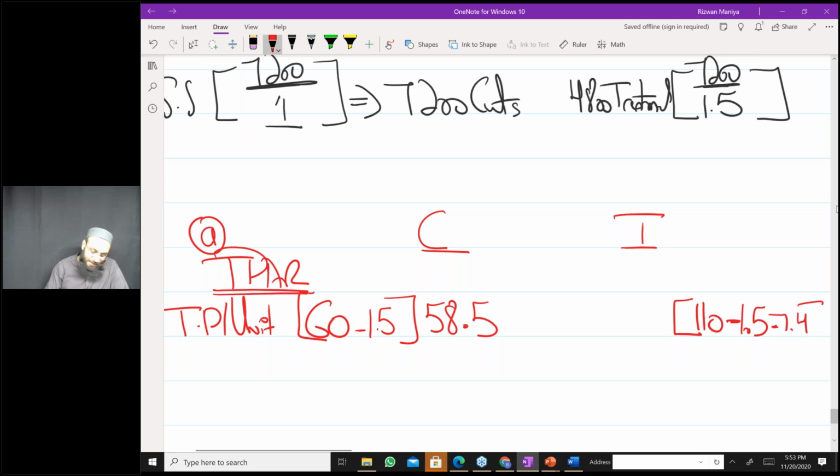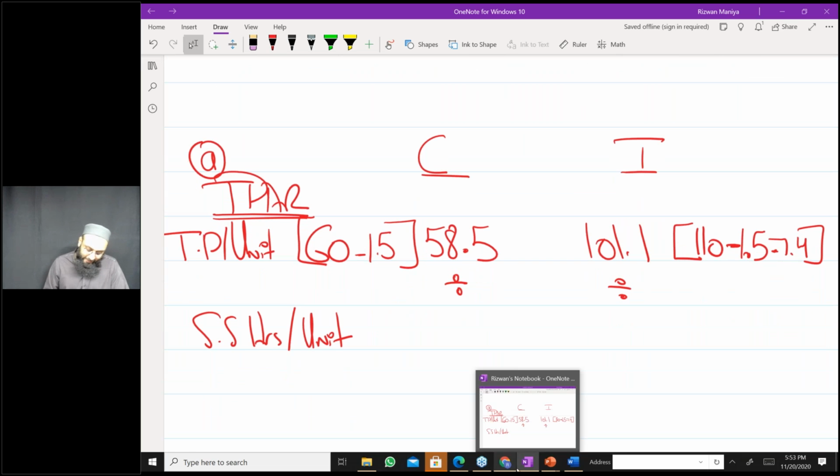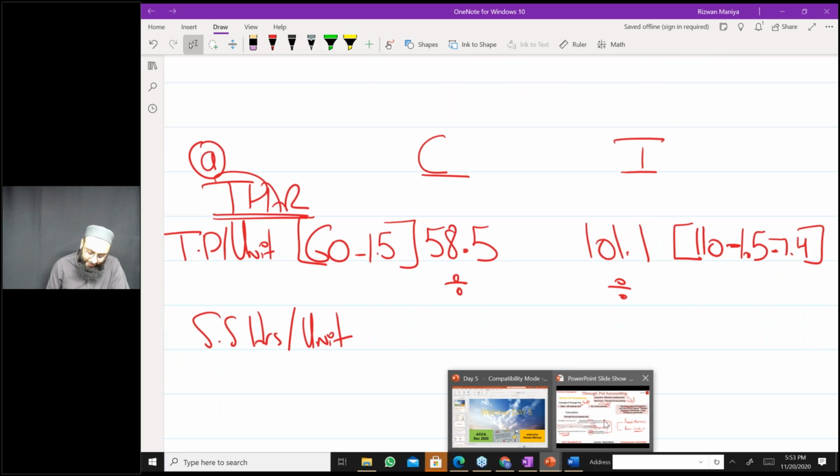So 110 minus 1.5 minus 7.4 will give me an answer of how much? So let's say it's 101.1 throughput per unit done. Let's divide this with senior stylist hours per unit. That is per service, okay? Because I need to work out per hour of limiting factor. As you can see here, I need to divide this with limiting factor hours per unit.